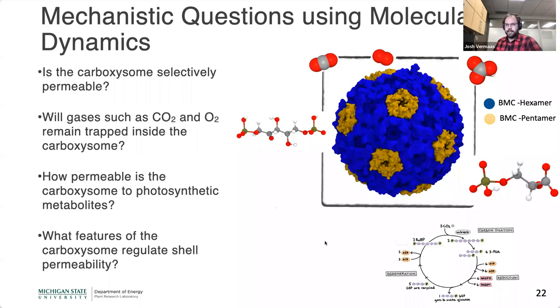Because technically, the sugar has to make it out in order for the organism to use it. So clearly, these small molecules have to be able to make it out somehow. How fast do they make it out? Those are some of the questions that we can answer with a molecular simulation. And what sorts of features of the carboxysome will regulate how permeable this shell actually is?